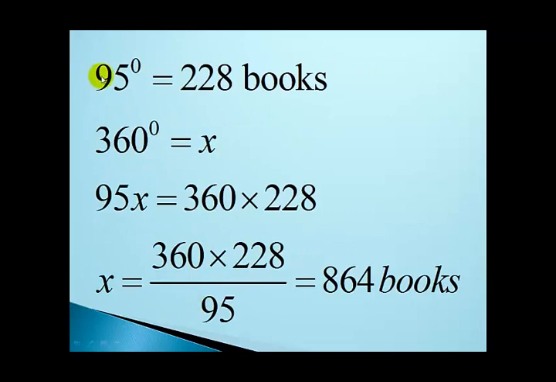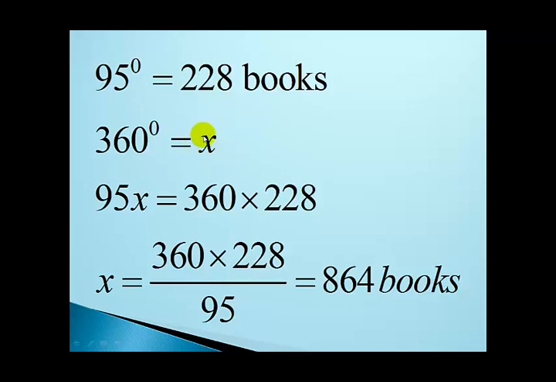Now, from the question, the number of mathematics books borrowed is 228, and the angle of sector for mathematics is equal to 95 degrees. That means that by proportion, we can write that 95 degrees is equal to 228 books, and therefore 360 degrees is equal to x. And the x will give us the total number of books borrowed.